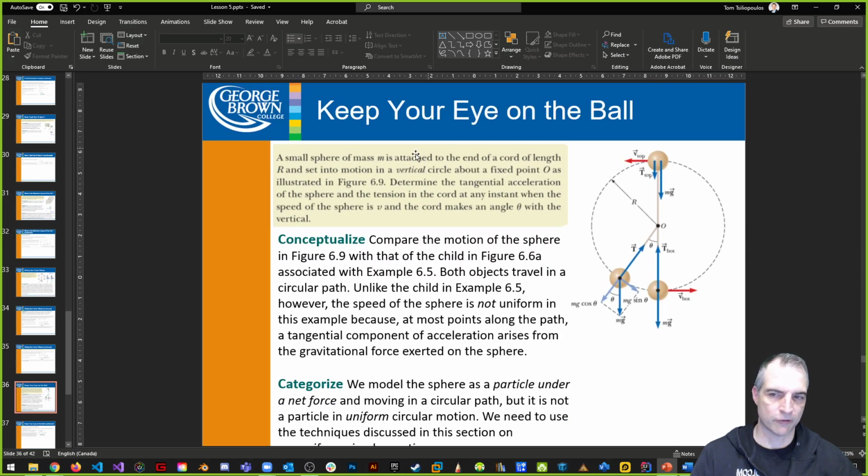A small sphere of mass m is attached to the end of a cord of length r, and set into motion in a vertical circle about a fixed point O, as illustrated in figure 6.9. Determine the tangential acceleration of the sphere and the tension in the cord at any instant when the speed of the sphere is v and the cord makes an angle theta with the vertical.